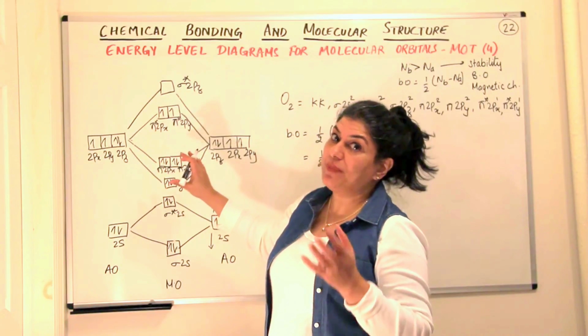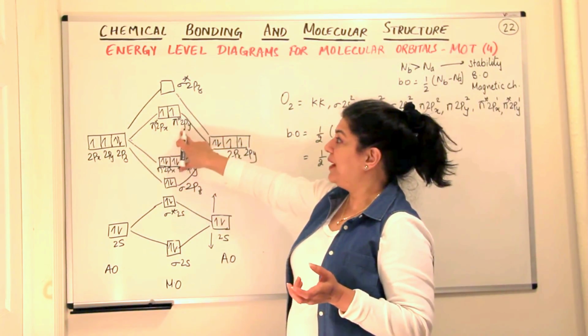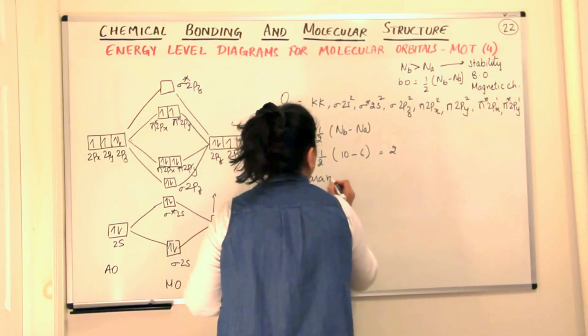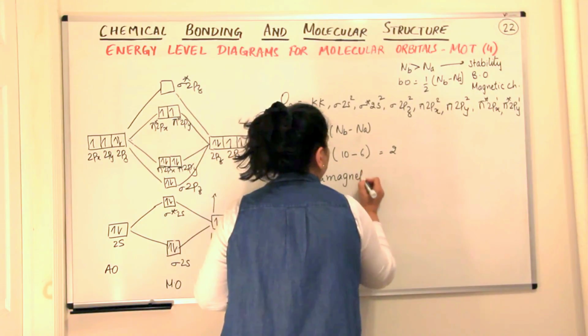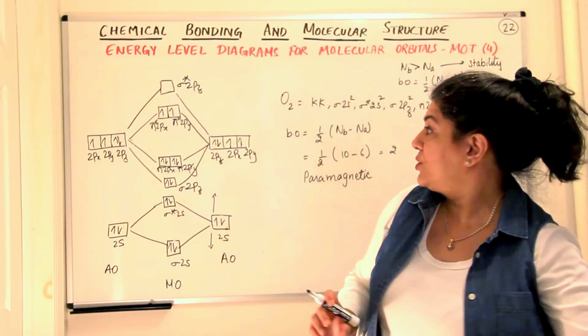And what do you know about its magnetic character now? There are 2 single electrons, that is, unpaired electrons. Therefore, this molecule should be paramagnetic. Right? So let us now come to the next molecule.